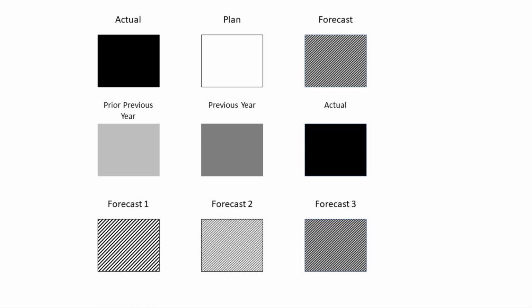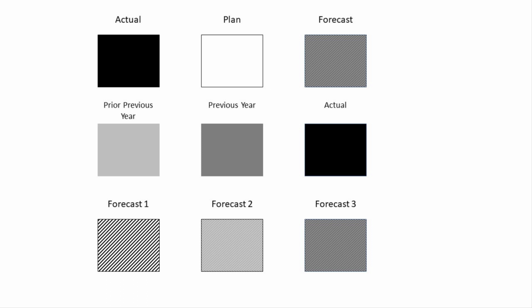So when you look at this slide, the actual should be solid. The plan should be outlined and the forecast should be hedged, as the title of the book indicated. If we're talking about data from multiple years, the darker the color, the more the actual year. So actual should be black. The previous year should be a shade of gray, and a year before that should be an even lighter gray.